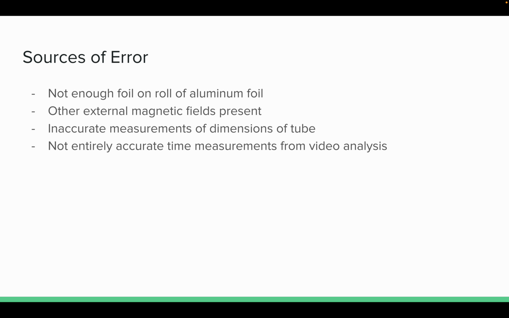Some sources of error: there might not have been enough foil on the roll of aluminum foil. My roll was already used, so it wasn't very thick, so my time may have been really short compared to what would be expected, which we actually see in the predicted results from the computational model versus my results. Also, other external magnetic fields may have been present. I had some electronic devices in the room, so it may have been something with that, I don't know.